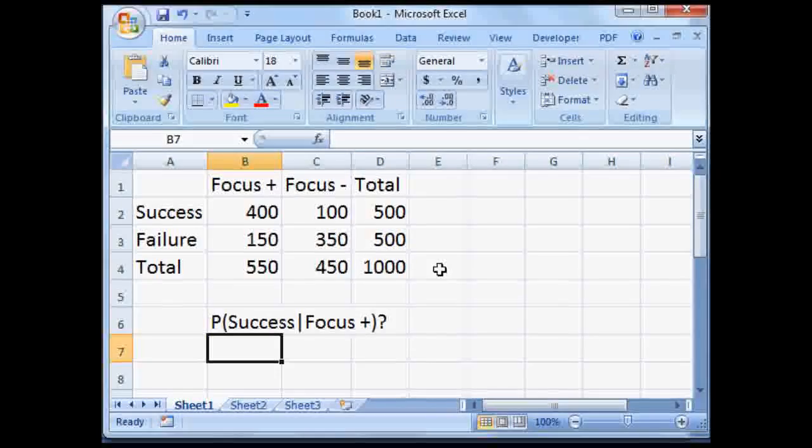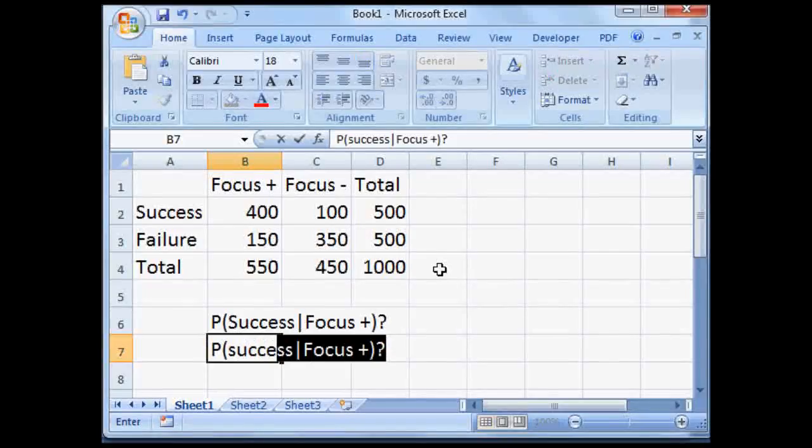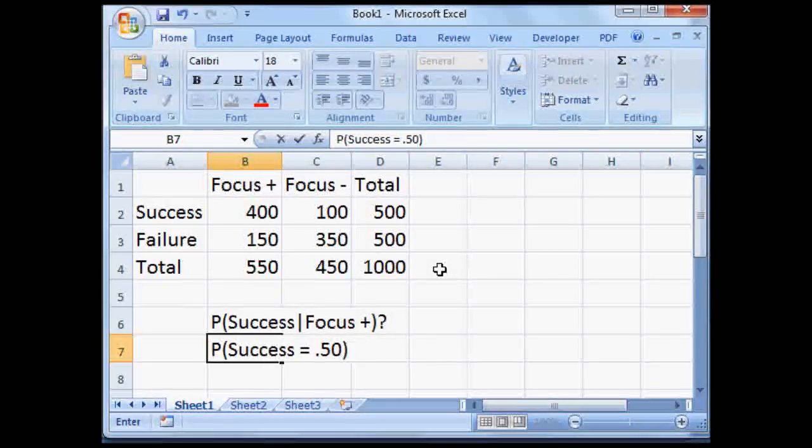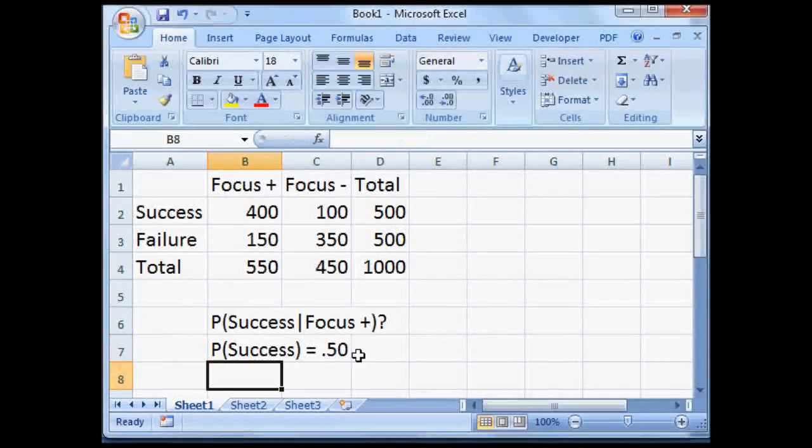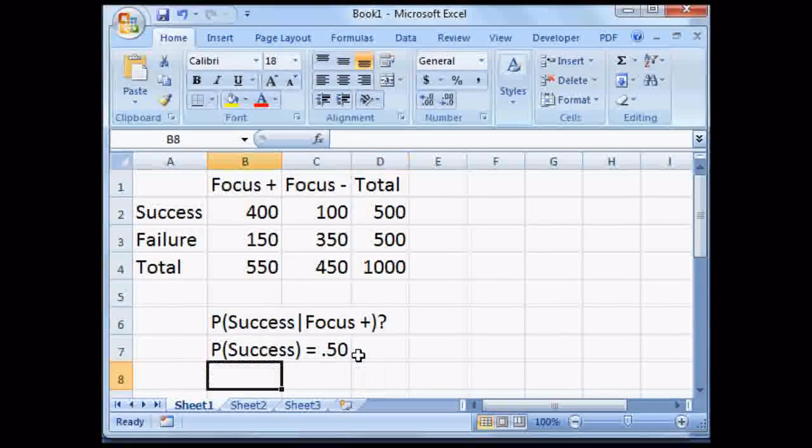Right? Success, we know this, right? The probability of success is equal to 50. But what's the problem? Well, does that update when we have new information? So that's where this contingency table comes in handy, and where we will read it right off here.